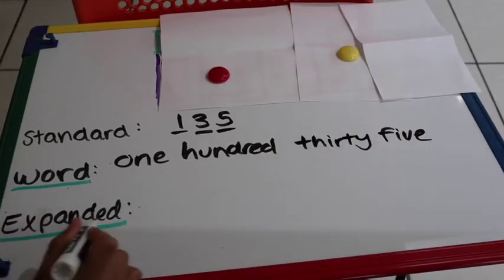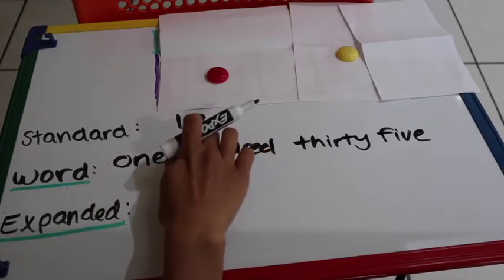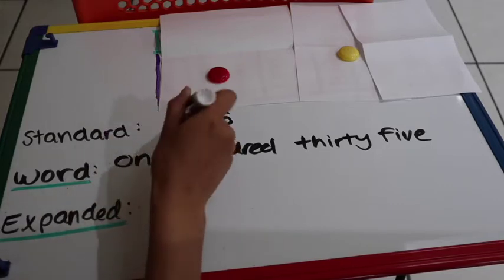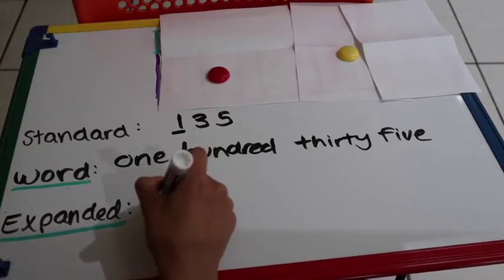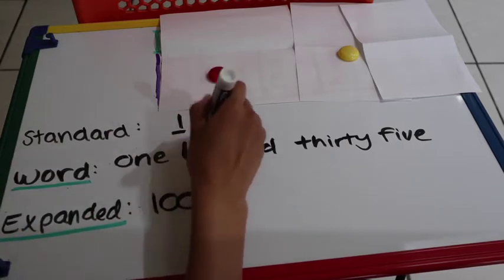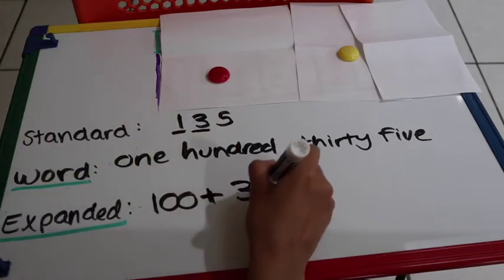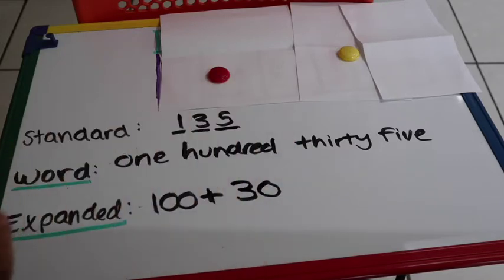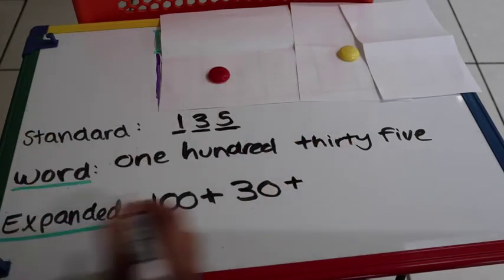Alrighty, last but not least, we have expanded form. Now pay close attention because I'm actually going to be underlining as I go. So let's start all the way to our left. We have a 1 in the hundreds place, so that would equal 100. Then I'm going to write a plus sign. Then we have a 3 in the tens place, so 3 tens is equal to 30. And then last but not least, in our ones place, we have 5 groups in there. So that means 5 groups of ones is just 5.